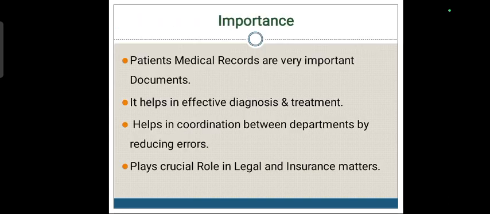Coming to importance of medical records, the patient medical records are very important documents. It helps in effective diagnosis and treatment. Also helps in coordination between different departments by reducing errors, and they play crucial role in legal and insurance matters.